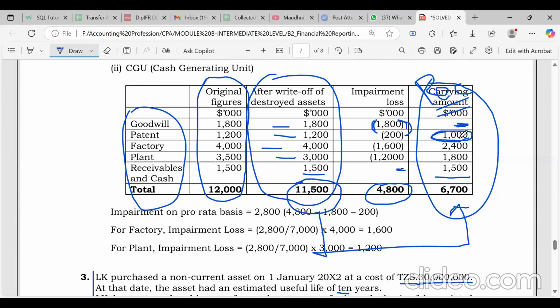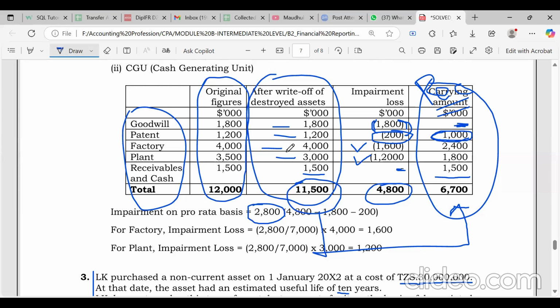1,200 minus 1,000, and you get this figure. So if you deduct this one, 3,000 minus 200, you get 2,800. You see this? So this 800 impairment that remains is what we're going to distribute between the factory and the plant, right? Break it down between the factory and the plant and everything will be fine. So it's just simple. You only have factory and plant.